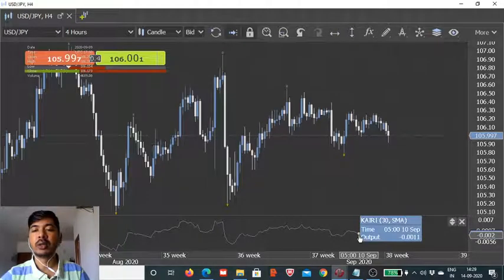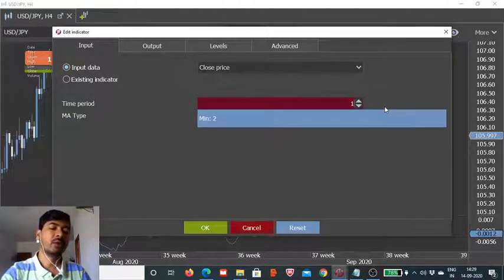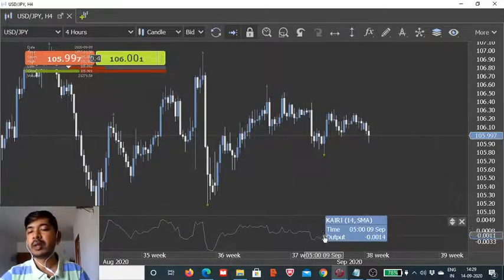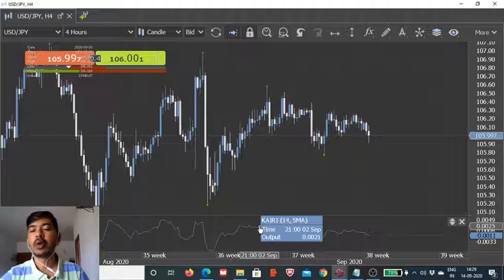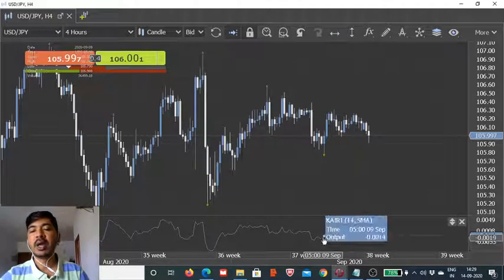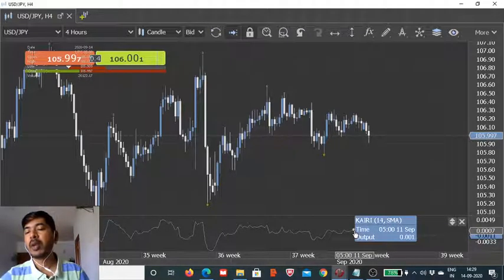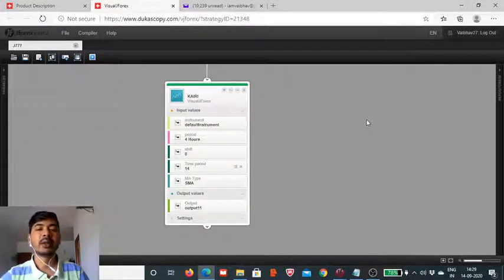All you have to do is edit, remove this 30 and write in 14. Or if you want to increase the time period, you can also do that. So here we have the KAIRI relative index, which is now more responsive compared to the longer time period calculation. We can make it like 50 or 100. We can also increase. So you have to decide what is the possible setup, what is the likelihood of any particular combination proving more profitable, and then build the automated setup accordingly.